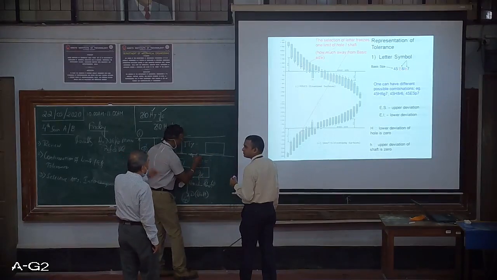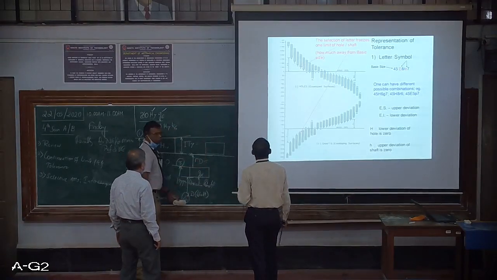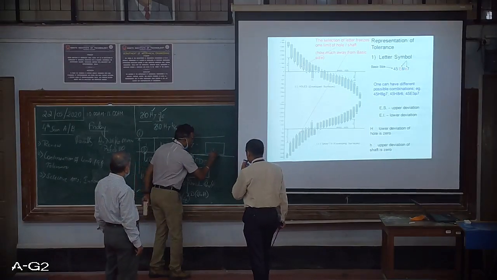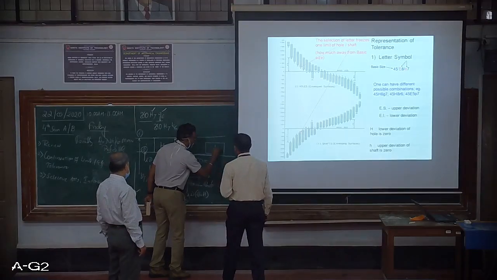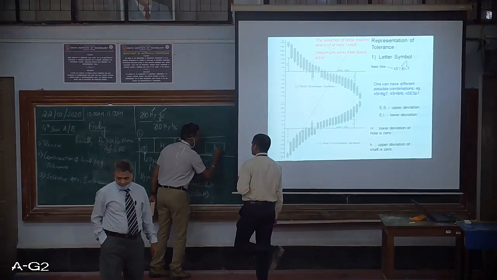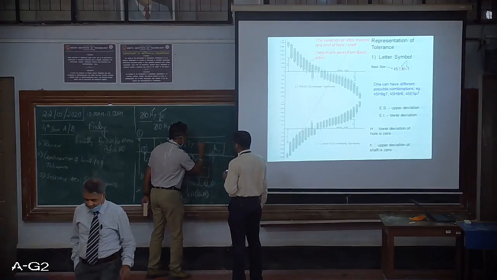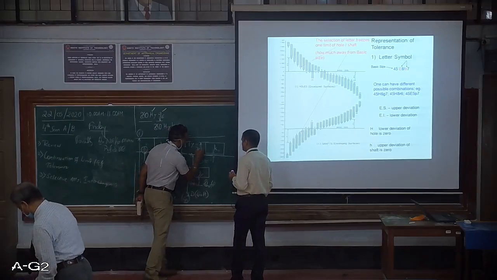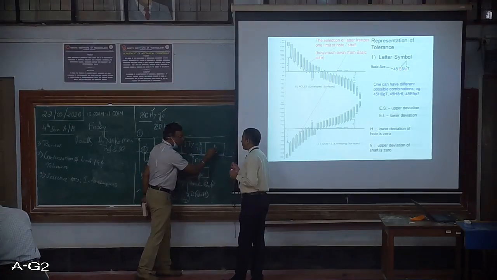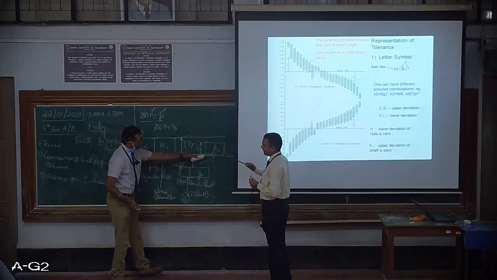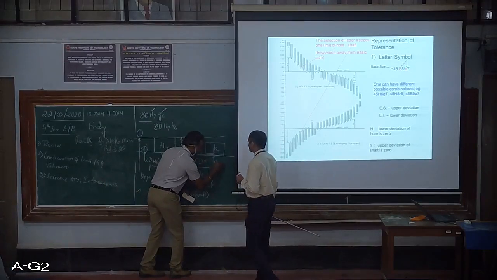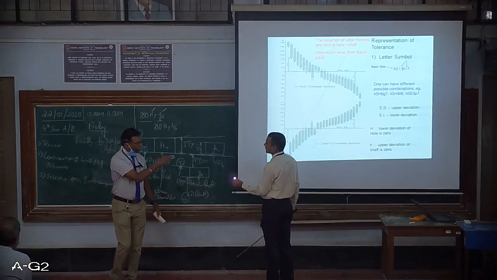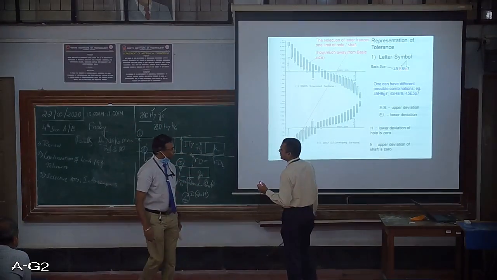K shaft, so it is just above, there is some fundamental deviation. We need to identify how much this is. Small k, K6, that means this is IT grade 6. The fundamental deviation is for K. We will get that from the standard table.